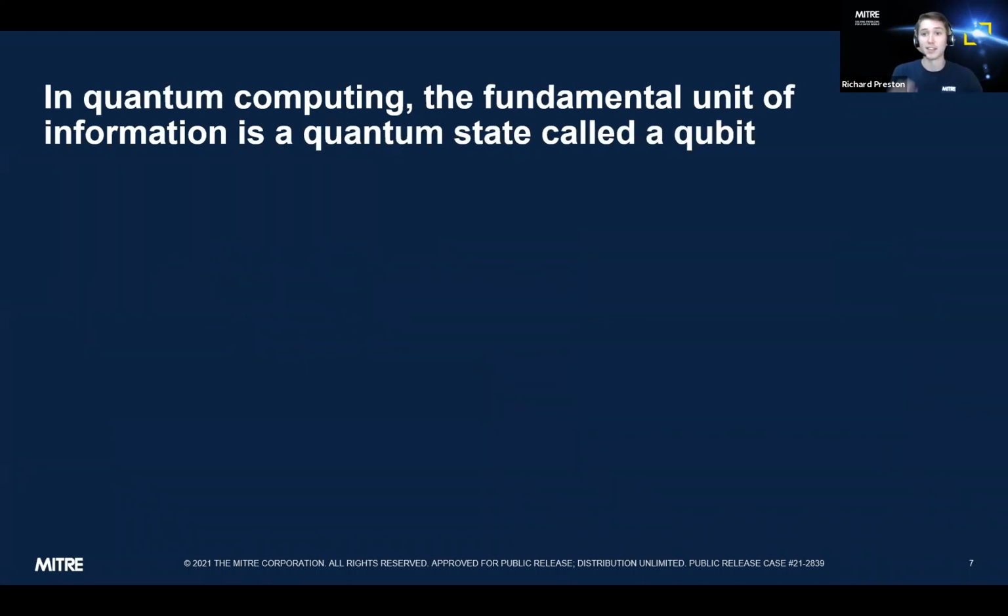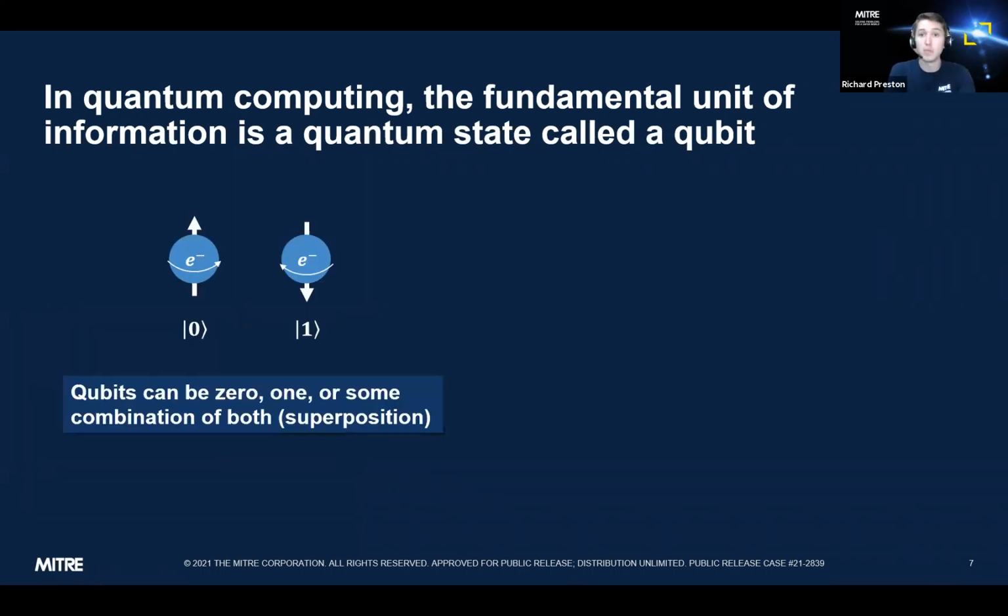Okay, so again, I said quantum computing is totally different. In quantum computing, the fundamental unit of information is a quantum state, not a binary state, called a qubit. And qubits, as Matthew alluded to, can be 0, 1, or some combination of both, which is called a superposition. And again, qubits, just like bits, can be implemented in a variety of physical systems.